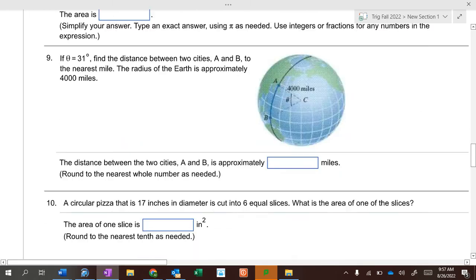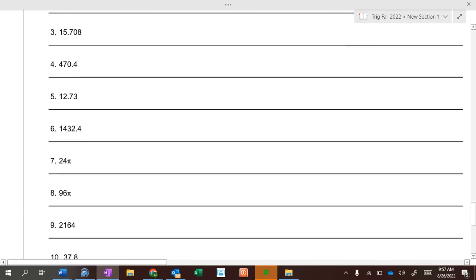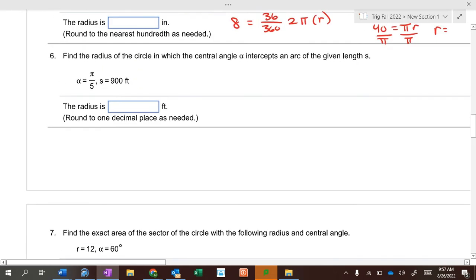Okay, I want to know really quick. I just scroll down to number 5. It is 12.73.